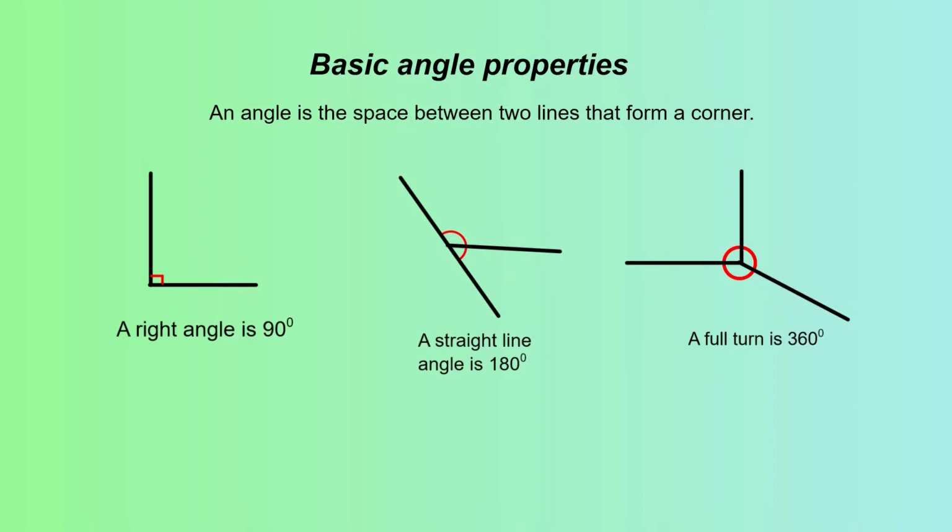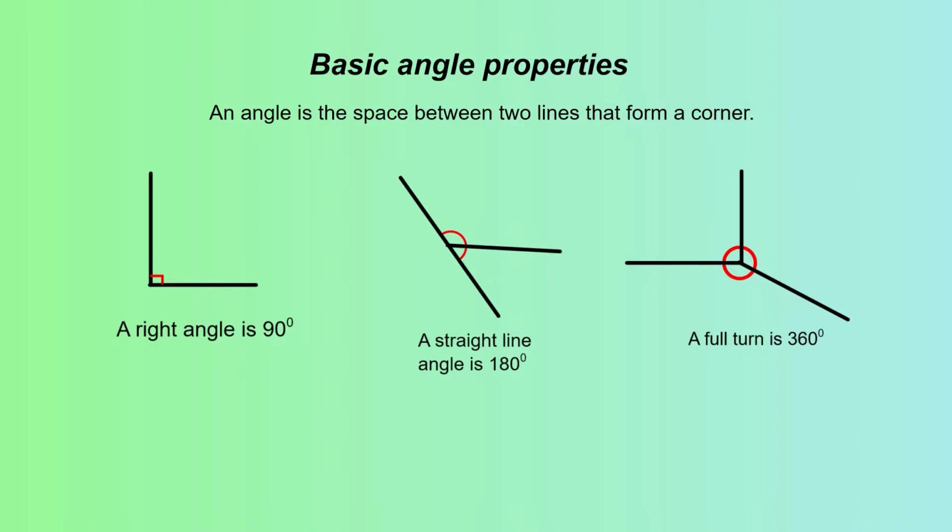Today we're going to be looking at some basic angle properties and a little recap of some of the most common angle features you're going to see in the angles unit of work. Starting off, the definition of an angle is the space between any two lines that form a corner, or any two intersecting lines. So what we're looking at is a way of measuring how big that space is. Now we've got some common angle properties that we're going to use for some calculations here.